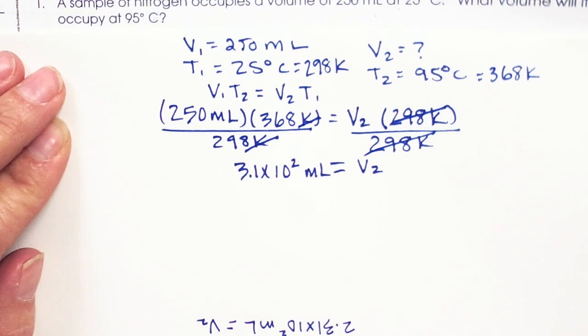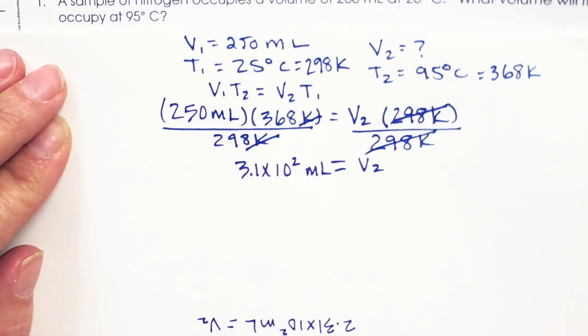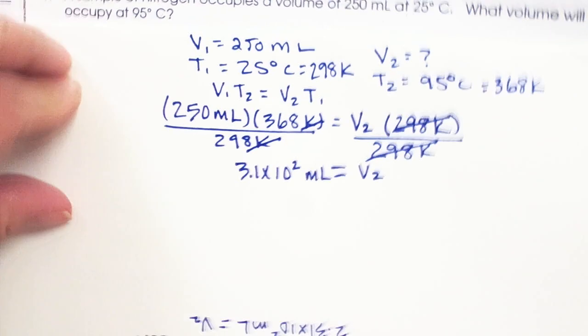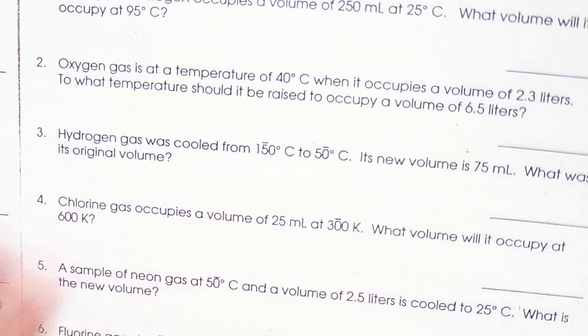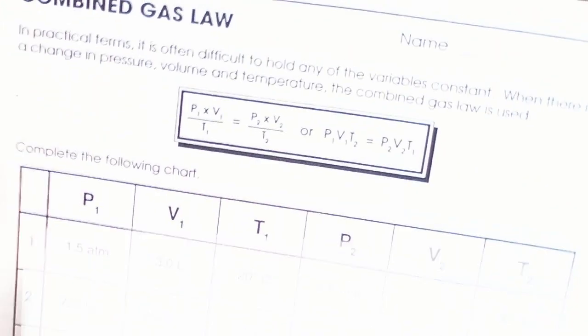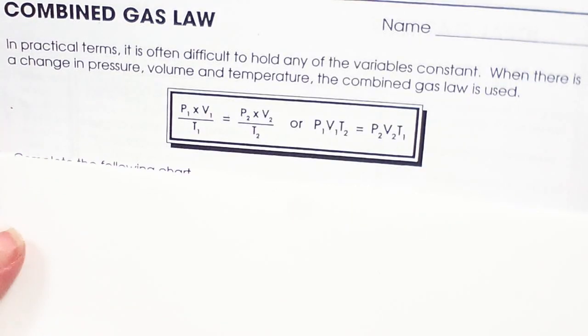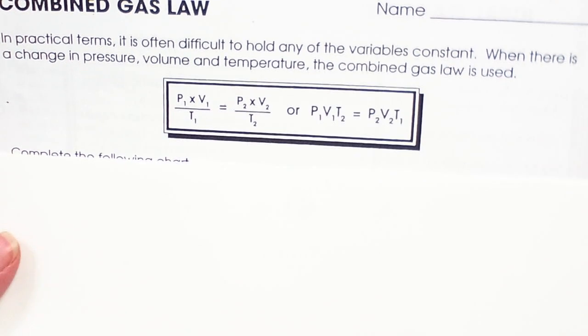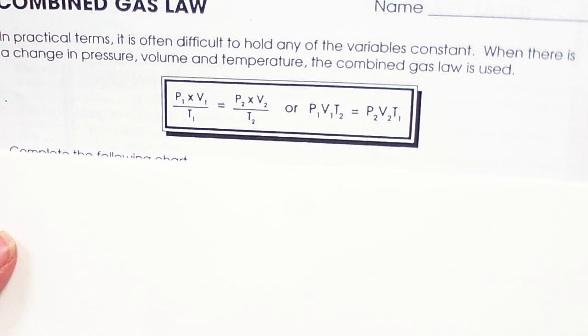Anybody have any questions so far at all? Okay, let's move on to combined. Page 3. It's all very similar. We're just doing the same thing. We have a different formula. There's your formula up there, both fractional and linear. So I'm going to use the linear formula. If you want to use the fractional, it's the same thing, all right?